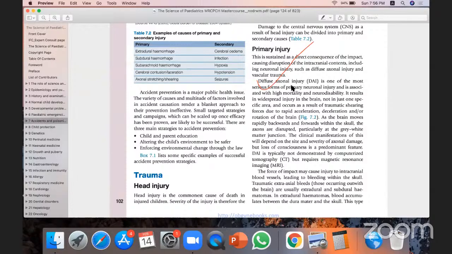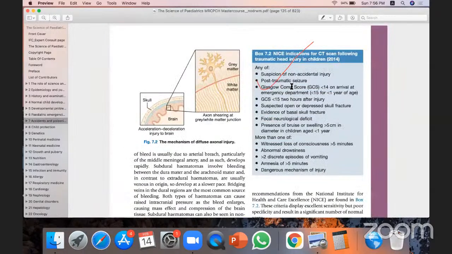Remember the pathophysiology of extradural and subdural, and the shape: extradural is spindle shape and subdural is crescentic shape. Remember the shape. And which one has lucid interval? Extradural has lucid interval. Now this is the box, the NICE guideline of CT scan. This is very important. Any one of these injuries, and for the lower part, you need more than one. This is all we already discussed.